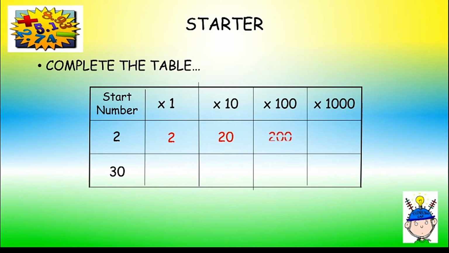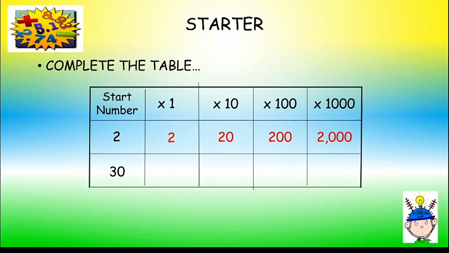The answer is 200. Last number, 2 times 1000 or 2 times 1 equals 2, and bring down 3 zeros. The answer is 2000. If you observed, the number of zeros increases when the power of 10 increases. From 20, we only have 1 zero, 200, 2 zeros, and 2000, we have 3 zeros.